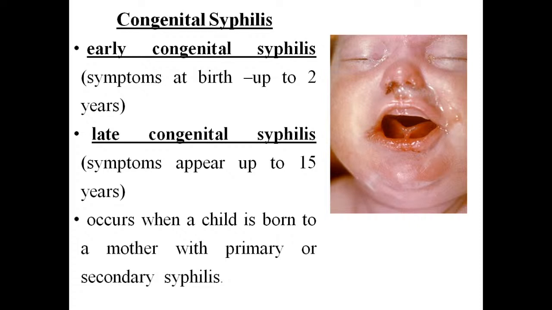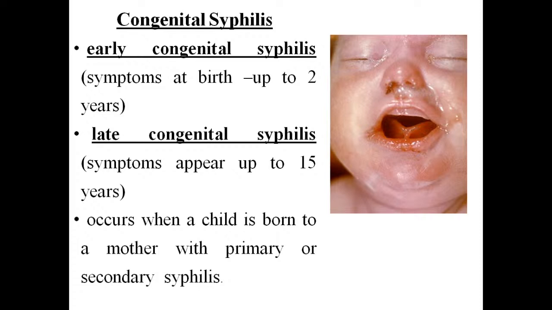Congenital syphilis occurs when a child is born to a mother with primary or secondary syphilis. Actually, if mother has tertiary syphilis, bacteria are deposited in gumma or in granulomas in internal organs. So such transmission is impossible. Treponema pallidum may cross placenta, so they cause infection.